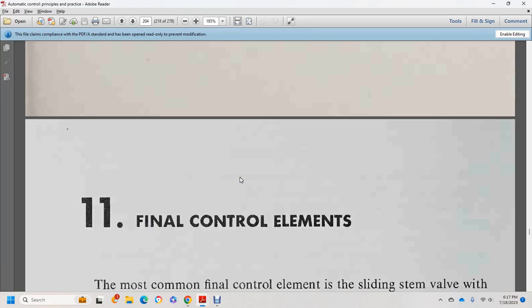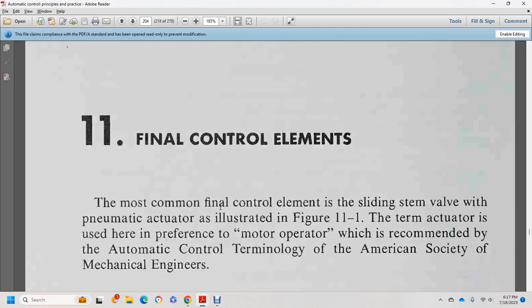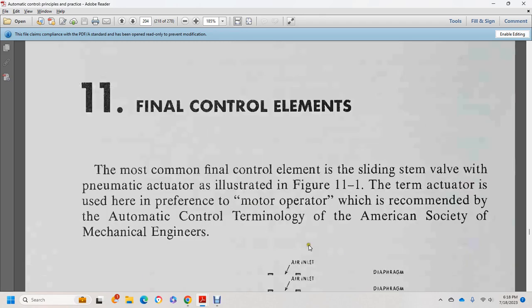Alright, Automatic Control Principles and Practices, Chapter 11. Your final control elements. The most common final control element is the sliding stem valve with a pneumatic actuator, illustrated with the terminal actuator used here with a reference motor operator, which is recommended with the automatic control terminology of the American Society of Mechanical Engineers.